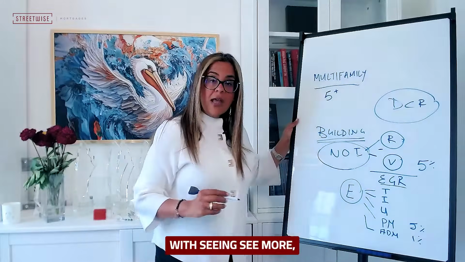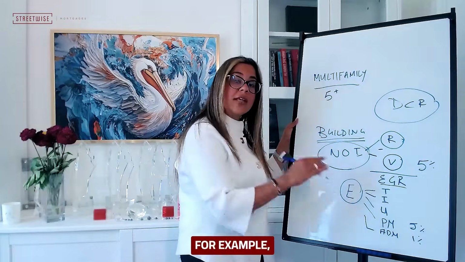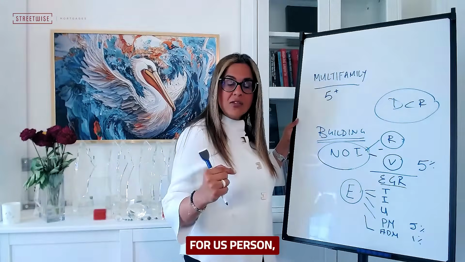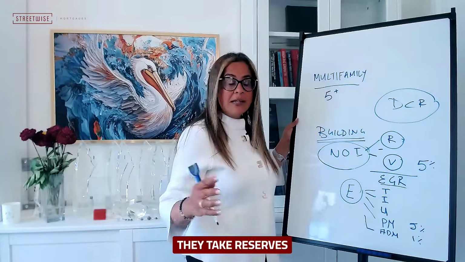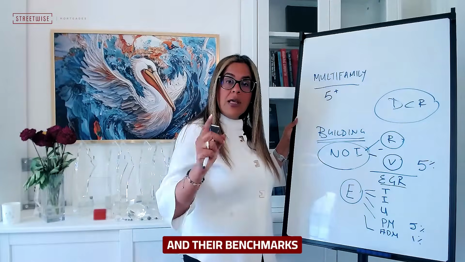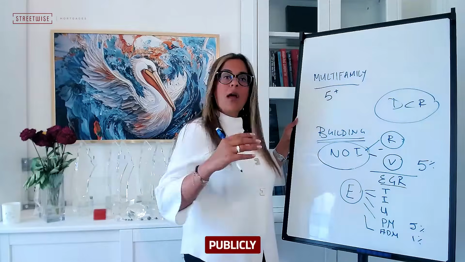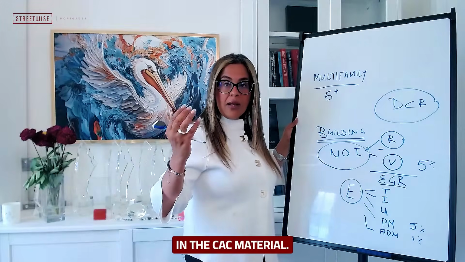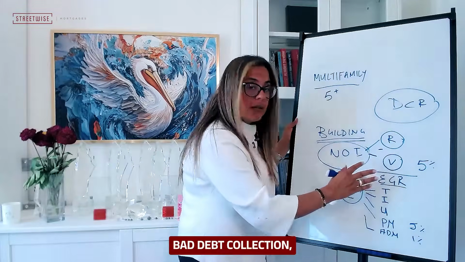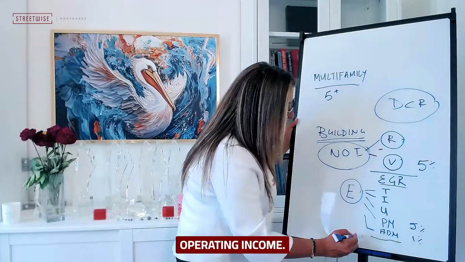And if we're dealing with CMHC loans, they also have more things they take into account. For example, they take sometimes salaries into account for a superintendent. They take reserves for the appliances, and their benchmarks, as they're called, are available publicly in the CMHC material. So we take the rents, we take the vacancy allowances and bad debt collection, and we subtract all of the expenses, and that gets us to our net operating income.